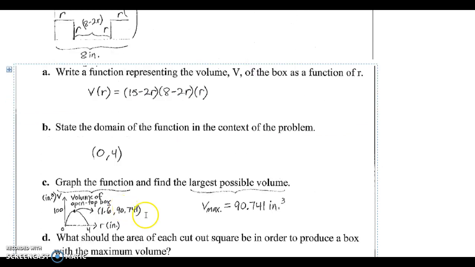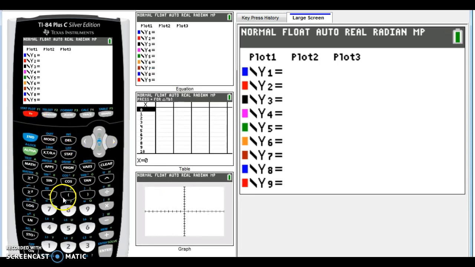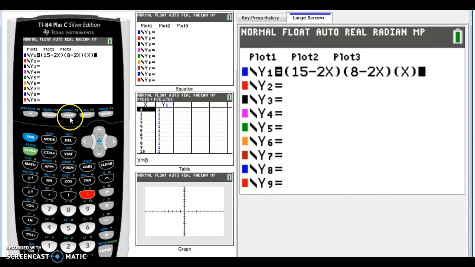Part C asks us to graph the function and find the largest possible volume. So to graph the function, you actually type this into your graphing calculator, and you do not have to distribute this out. You can just graph it as is. So I can go in and type y equals 15 minus, I do have to use x's, so you can't change your variable on here, 15 minus 2x times 8 minus 2x times x. And remember, when you graph, you generally want to start in the standard window.